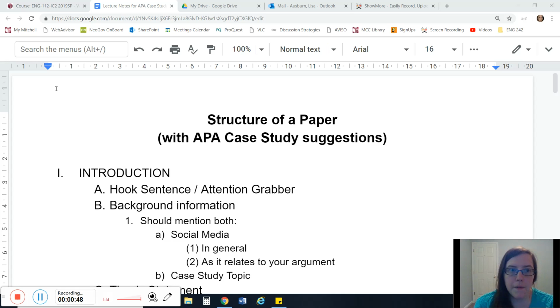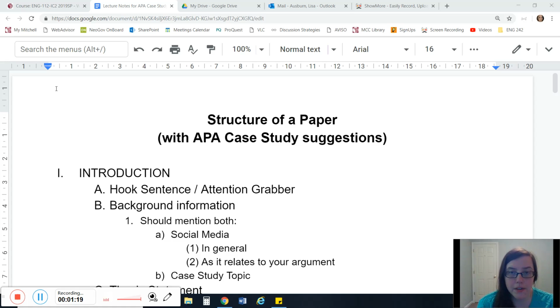So while I'm going to give you this lecture here on the structure of a paper with APA case study suggestions, I think you might get the impression that this isn't set in stone. It doesn't have to be like this. Again, you have a lot of freedom with how you want to structure your paper and how you want to organize it.